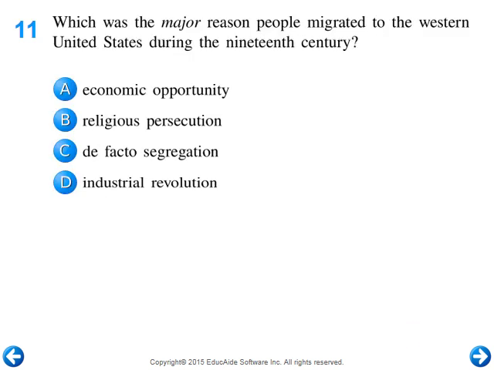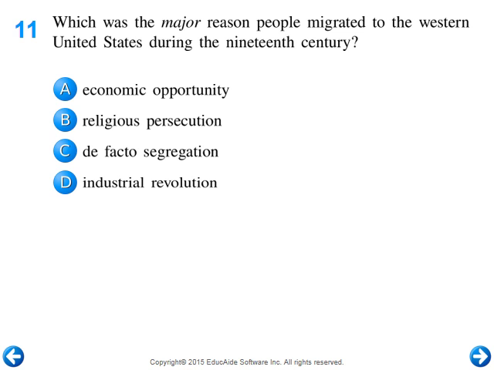All right, number 11. Which was the major reason people migrated to the western United States during the 19th century? I'm going to start from the bottom here. D, Industrial Revolution. Well, the Industrial Revolution mainly took place in the East, so that wouldn't make sense. C, de facto segregation. No, they didn't move west because of de facto segregation. Lots of African Americans in the South moved north, but they didn't move west.